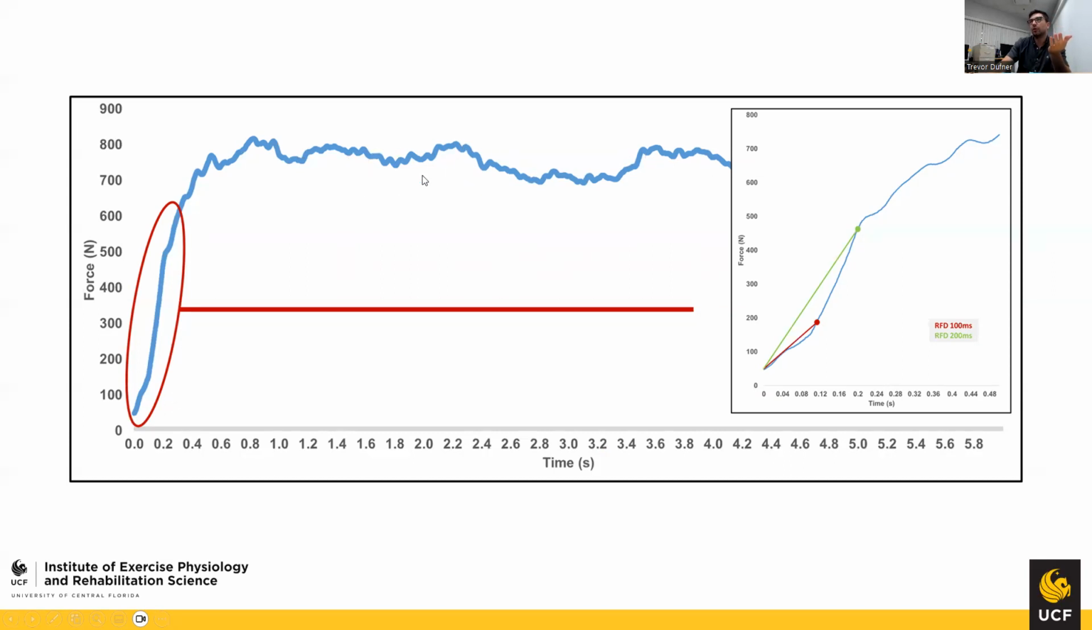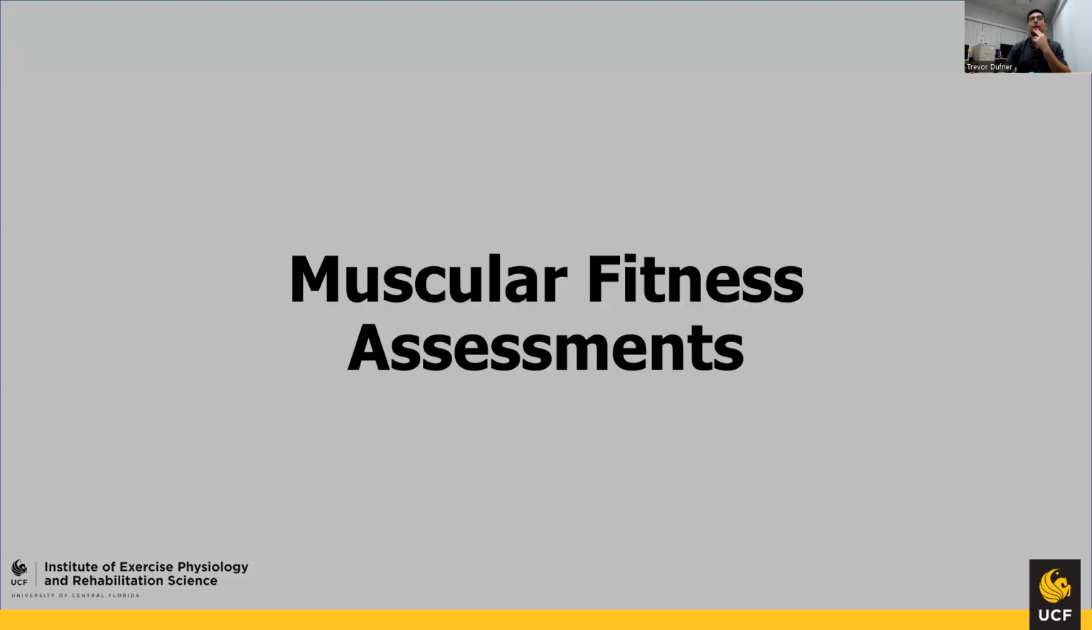This is in general pretty steady, but you're not going to see someone hold like 710 Newtons all the way across. There's going to be some fluctuations there. So we're going to talk about some muscular fitness assessments.